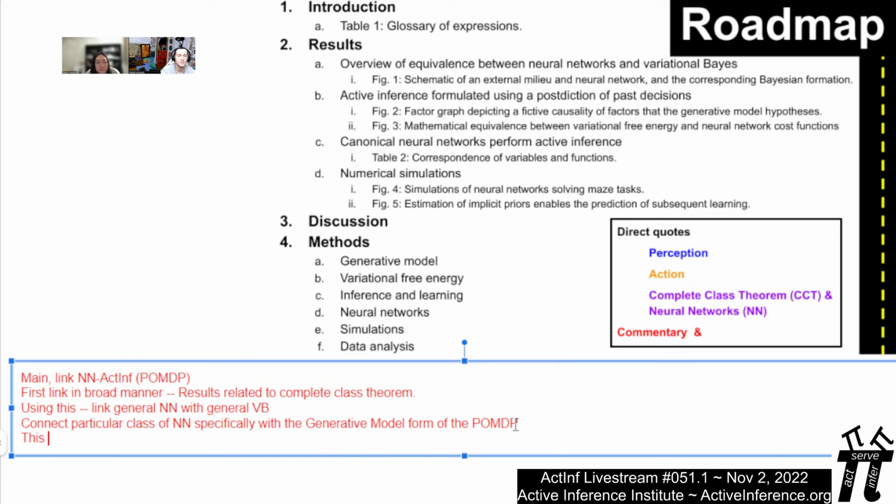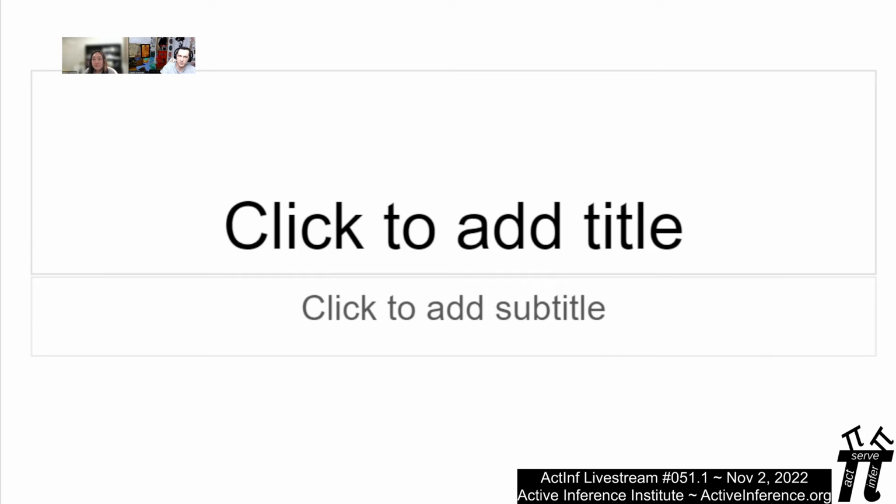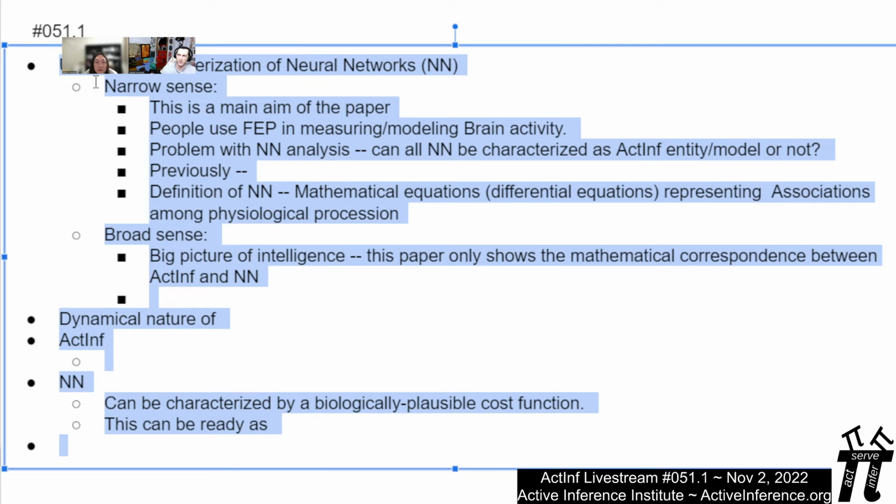All right. Thank you for this. Could we talk about the complete class theorem? So what is the scope of the complete class theorem? And why was it the relevant set of the neural networks to pursue, or the right way to frame it?